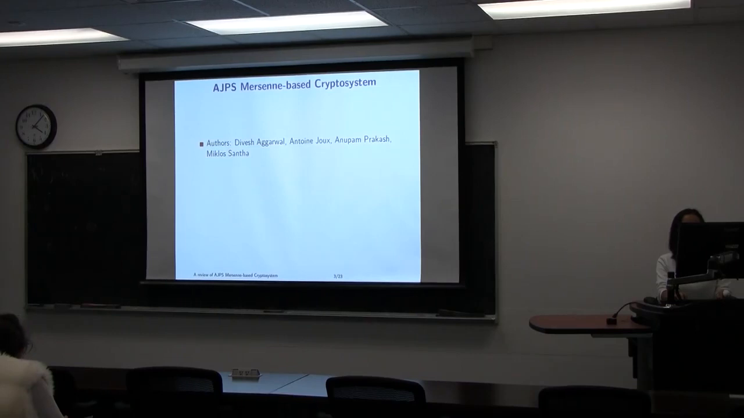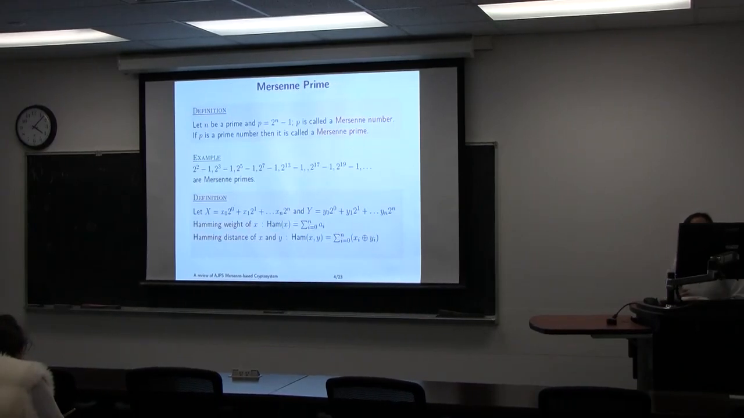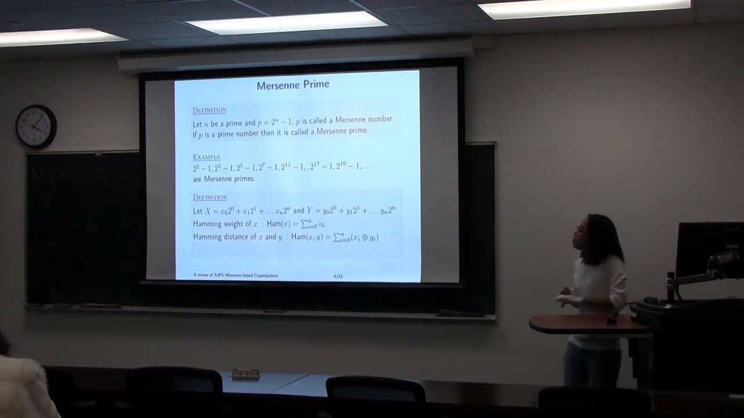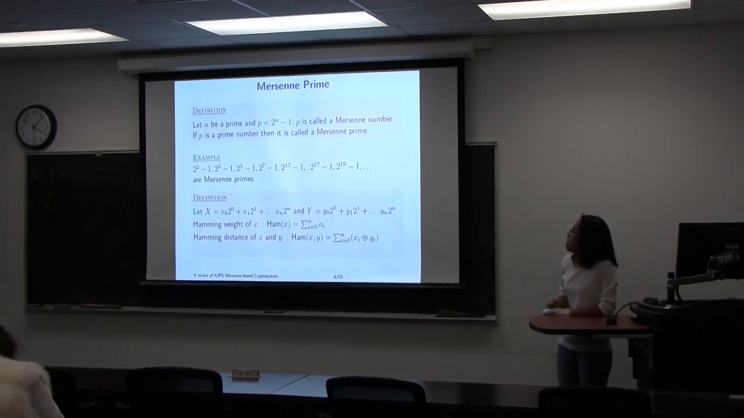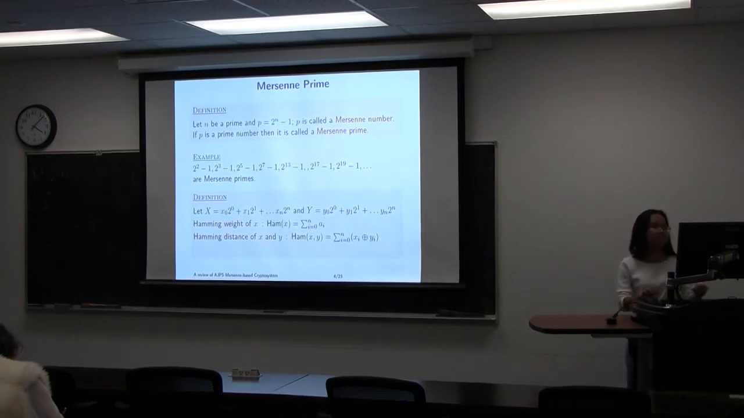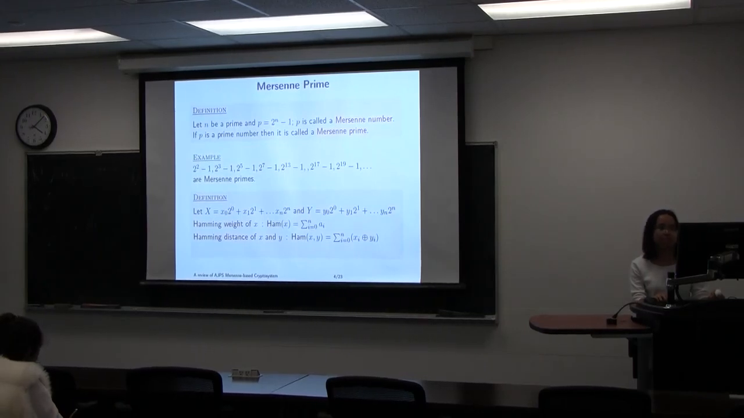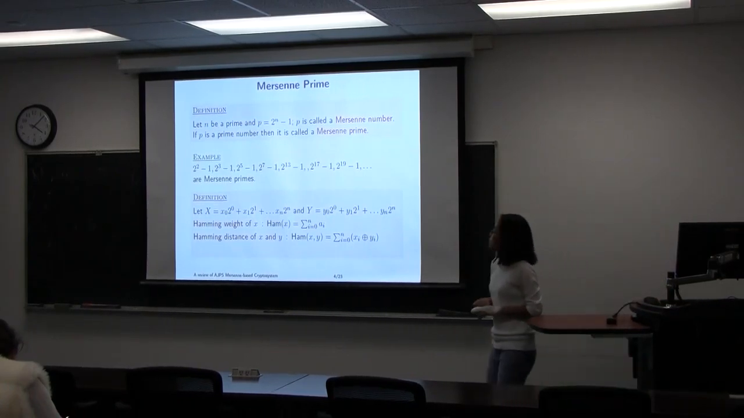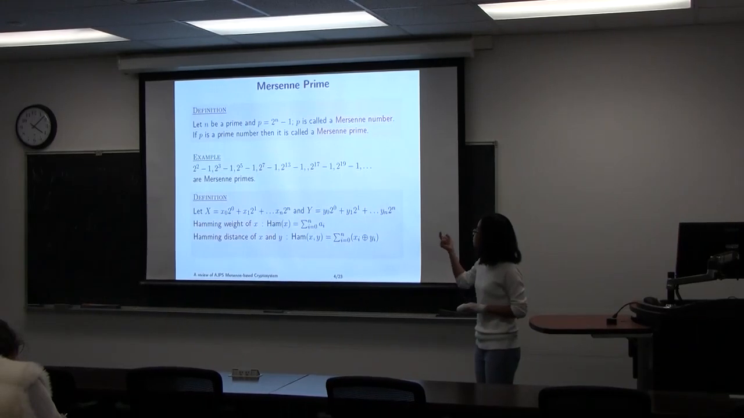We will jump into the Mersenne-based cryptosystem. So let's fix some definitions first. Let n be a prime number, and we set b equal to 2 to the n minus 1. The number b is called a Mersenne number if n is a prime, and if b itself is also a prime number, then we call it a Mersenne prime. For example, the first few Mersenne primes like 2 to the 2 minus 1, 2 to the 3 minus 1.